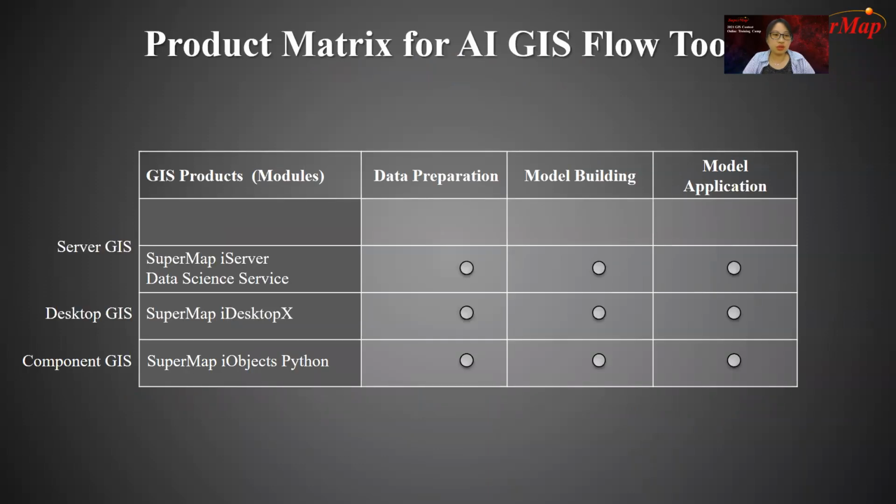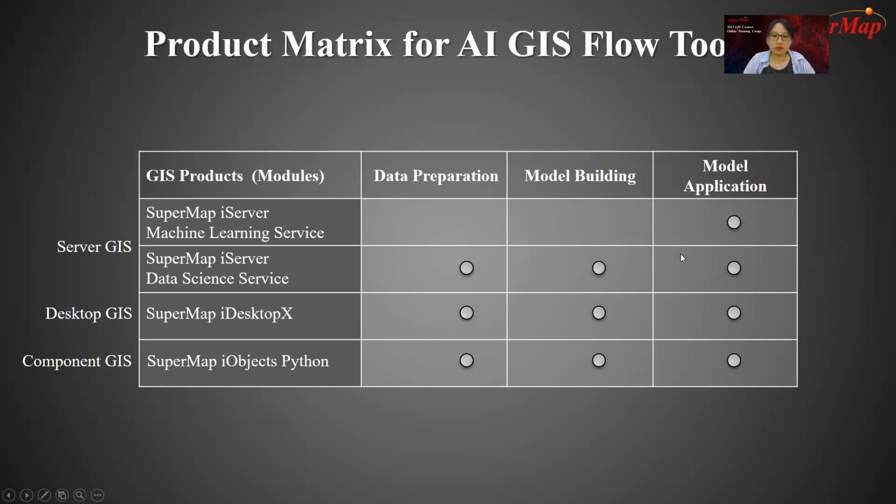Then there are maybe 3 products in SuperMap that support machine learning. Firstly is SuperMap iObjects Python, which is a component GIS, and the second one is a desktop product, SuperMap Desktop X. It has the 4 functions of AI GIS. And the third one is the server. It provides 2 types of services. The first one is the SuperMap server data science service, which can achieve these 3 workflows. And the SuperMap server machine learning service has the capabilities of model application.